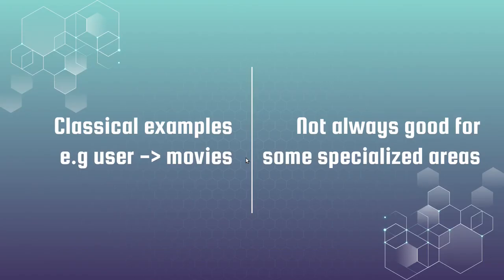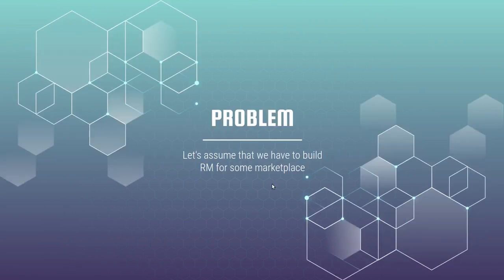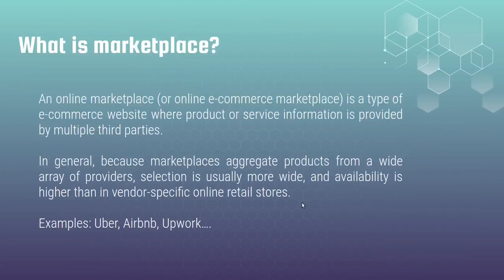But let's leave math for a while. I want to show you that the classical example of users and movies, and classical solutions, are not always good for some special areas. Let's assume that we have to build a recommendation model for some marketplace. If you don't know what a marketplace is, don't worry, we will fix it now. A marketplace is a type of e-commerce website where product or service information is provided by multiple third parties. In general, because marketplaces aggregate products from a wide array of providers, selection is usually wider and availability is higher than in vendor-specific online retail stores.